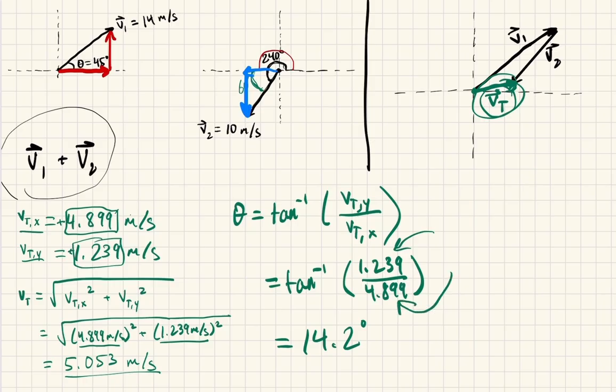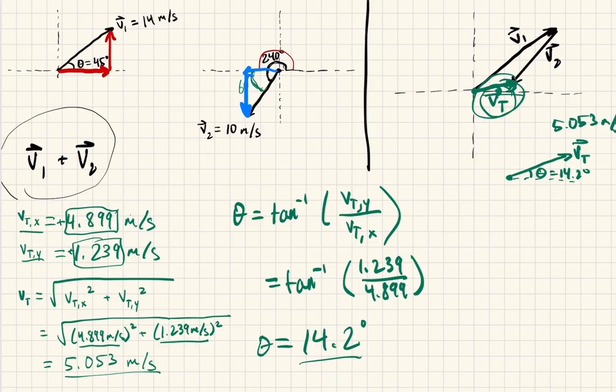And again, for the most accurate answer, you want to plug in the unrounded full versions here, but I'm just writing the rounded version to try and limit how much I have to write, okay? So yeah, we get 14.2, and that's going to be the angle above the x-axis here. So if I redrew this, it would look kind of like this, VT, and so this angle is 14.2 degrees, and the magnitude is 5.053 meters per second, okay? And so there's your magnitude, and there's the direction.